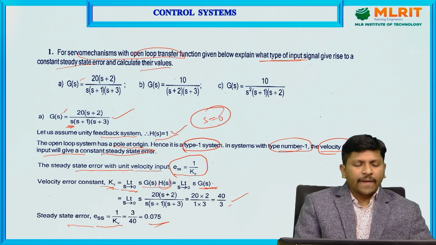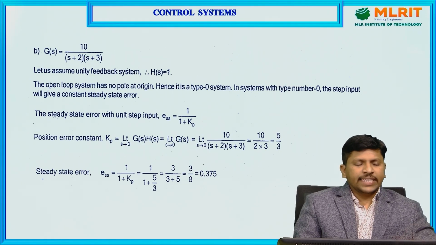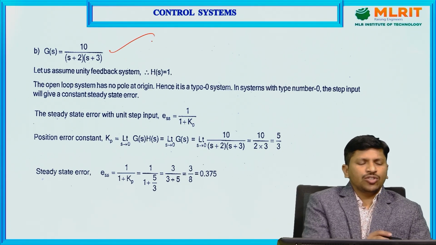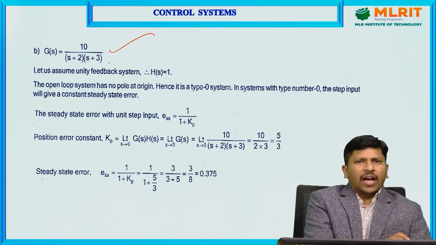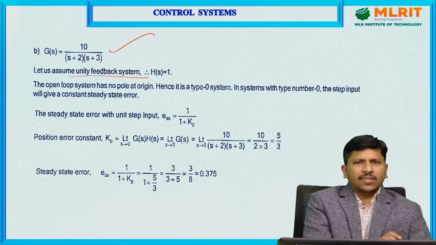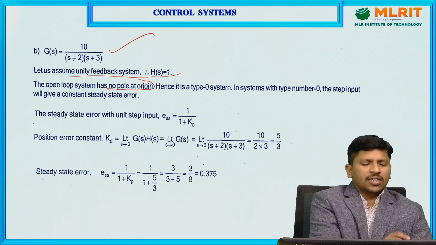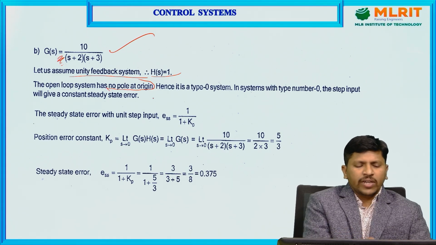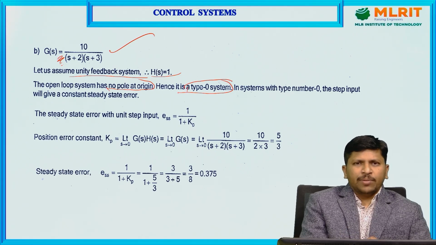This is the first part. Next, coming to the second part. The given open loop transfer function is G(s) equals 10 divided by (s plus 2)(s plus 3), and let us assume the same unity feedback system, H(s) equals 1. The open loop system has no pole at the origin. Observe that in the denominator there is no pole present at the origin, so the type number is 0. We say it is a type 0 system.